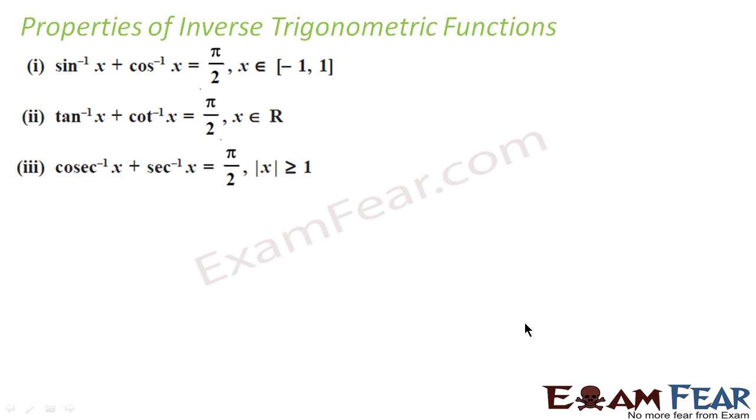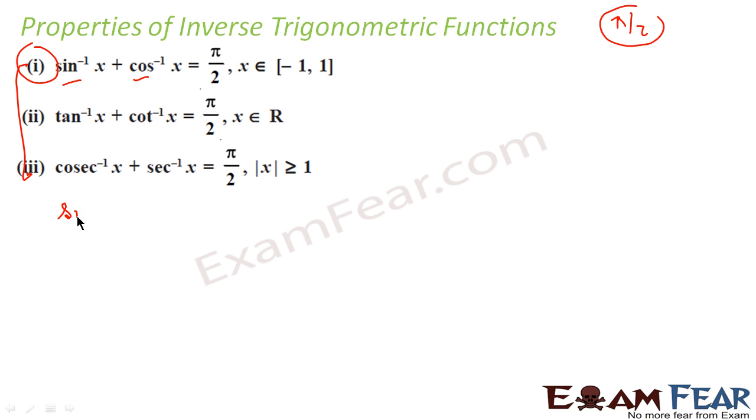Let's take some more trigonometric properties. This is called the pi by 2 property. I name it pi by 2 because sine inverse x plus cos inverse x is equal to pi by 2. Tan inverse x plus cot inverse x is equal to pi by 2. And cosec inverse x plus sec inverse x is equal to pi by 2. So these three pairs, when you add them, become pi by 2. Just remember this: sine and cos is a pair, tan and cot is a pair, cosec and sec is also a pair. To prove this, let me prove the first part at least.